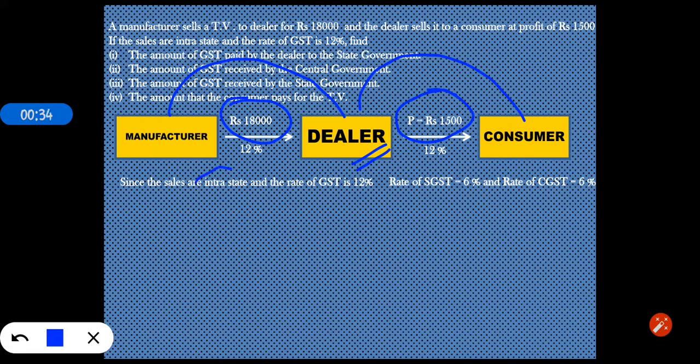Now the sales are intrastate, that means within the same state, and the rate of GST is 12%. Since the sales are intrastate, the rate of GST divides into two equal parts. The half of 12 is 6, so 6% goes to the state government as SGST, and another 6% goes to the central government as CGST.